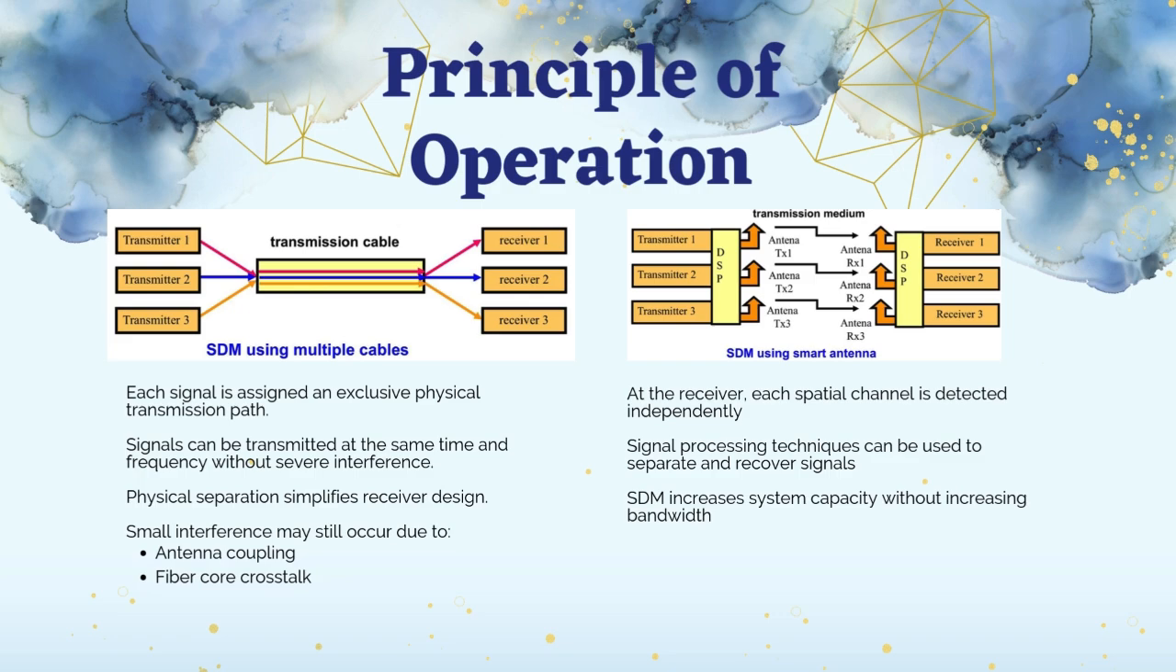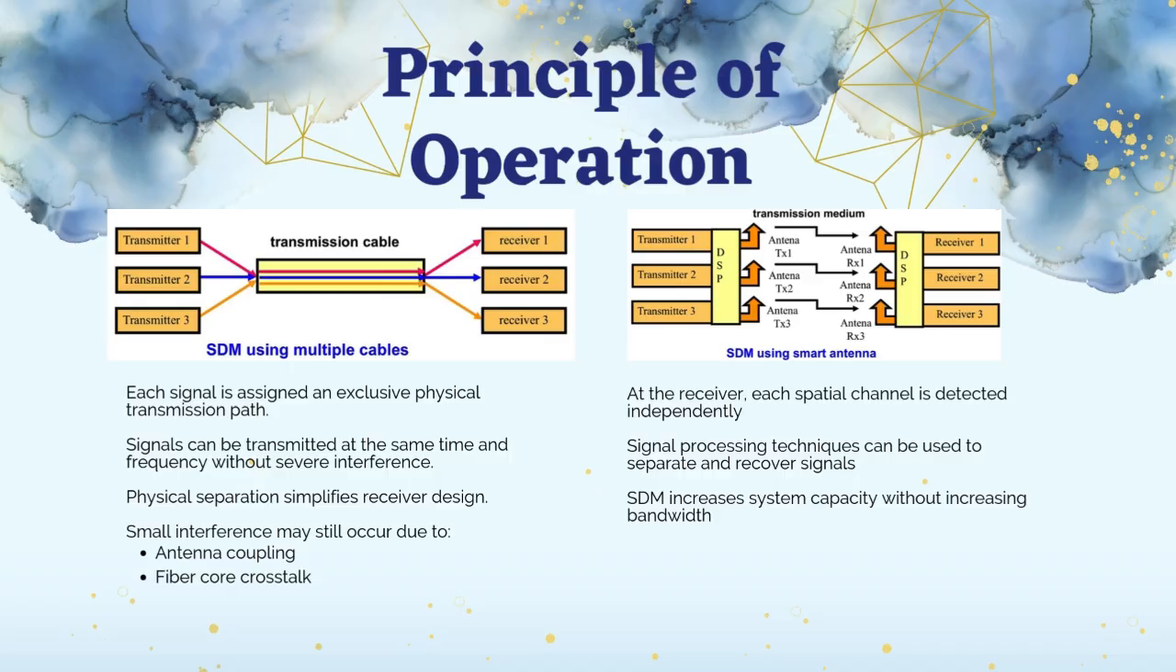Next is the principle of operation. Each signal is assigned an exclusive physical transmission path. Signals can be transmitted at the same time and frequency without severe interference. Physical separation simplifies receiver design. Small interference may still occur due to antenna coupling or fiber core crosstalk.